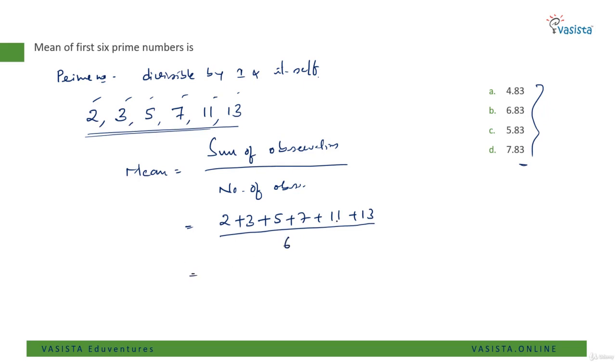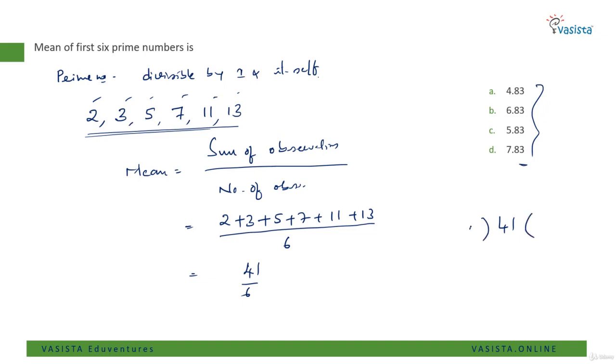Now add it here. 13 plus 11 is 24, 24 plus 7 is 31, 31 plus 5 is 36, plus 5 is 41. So that is 41 divided by 6.